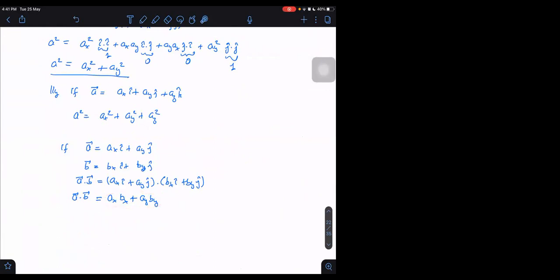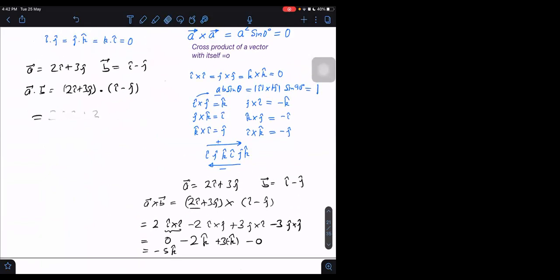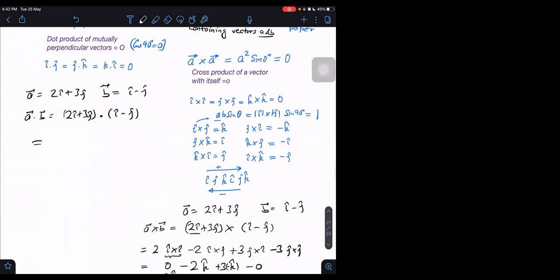If I take A dot B, the final result is AX with BX and AY with BY: AX into BX plus AY into BY. So I don't need to take the I and J products, you can leave these now. If you do it that way, taking I dot J separately, it will also give the right result, but I will be directly taking the X coefficient with the X coefficient and the Y coefficient, 3, with the Y coefficient, minus 1. Then it becomes 2 minus 3, and that is minus 1.